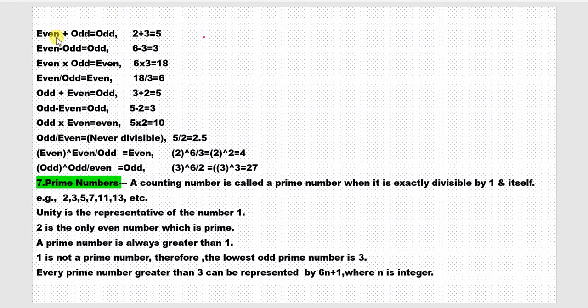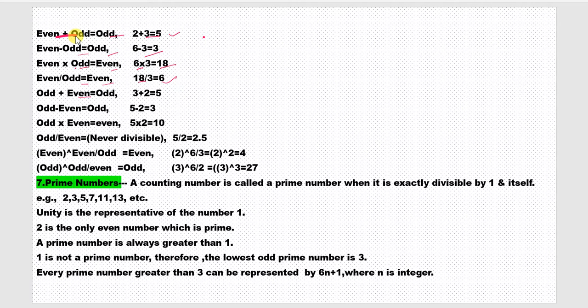Now we come to even plus odd is equal to odd. 2 plus 3 is equal to 5. Even minus odd is equal to odd. 6 minus 3 is equal to 3. Even into odd is equal to even. 6 into 3 is equal to 18. Even by odd is equal to even. 18 by 3 is equal to 6.